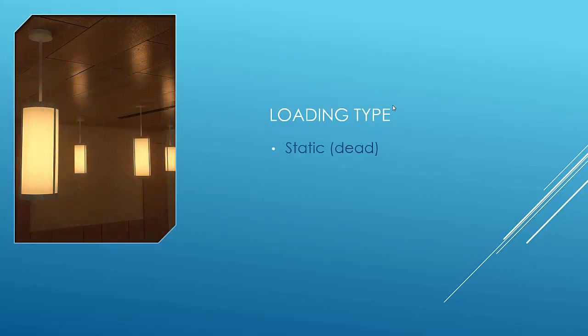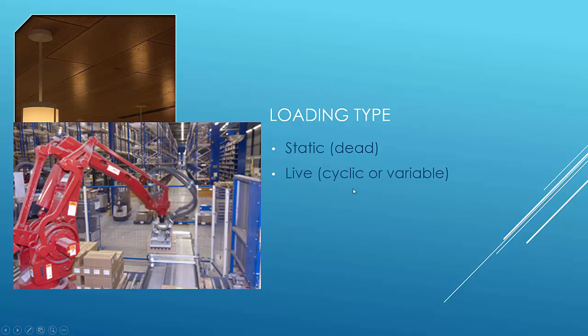A static or dead load, such as these lights, is a very simple and fairly easy type of loading to design for, but many loading types are not this simple. A live load, which is cyclic or variable. So if you see this robot moves and picks up boxes and so on, and it does it over and over again. In fact, most failures come as a result of repeated loads, whether they are cyclic or variable.